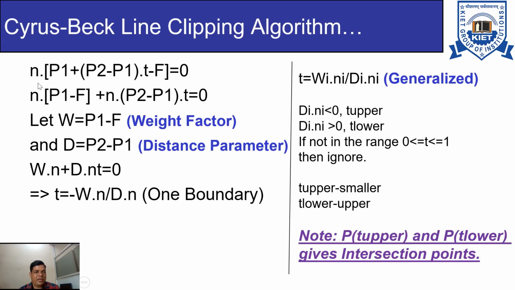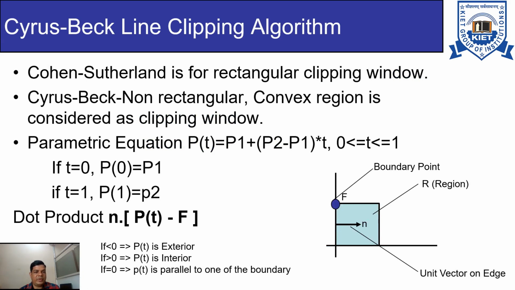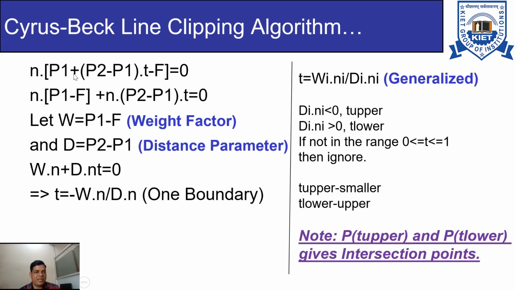Now here what we are doing, we are taking the dot product of N and P(t) - F. Now I am substituting the value of P(t), which is P1 + (P2 - P1) t. So here you can see that we get an equation like N · (P1 + (P2 - P1) t - F) = 0. Now we are solving this equation, so we will get two terms. First is N · (P1 - F) and second is N · (P2 - P1) t, which is equal to 0.